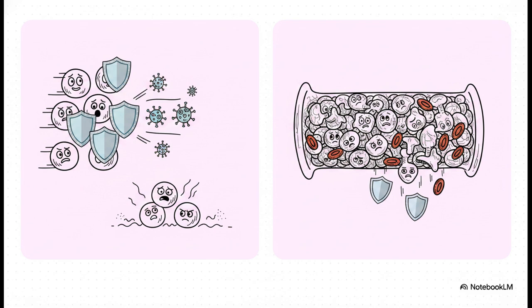But CLL B cells, they just don't undergo that normal cell death. Instead, they accumulate, clogging up the blood, the lymph nodes, the spleen, and the bone marrow. And here's the real catch. Despite having billions of these B cells, they're completely dysfunctional. They fail to produce useful antibodies, which leads to a state of hypogammaglobulinemia, leaving your patient totally vulnerable to bugs.